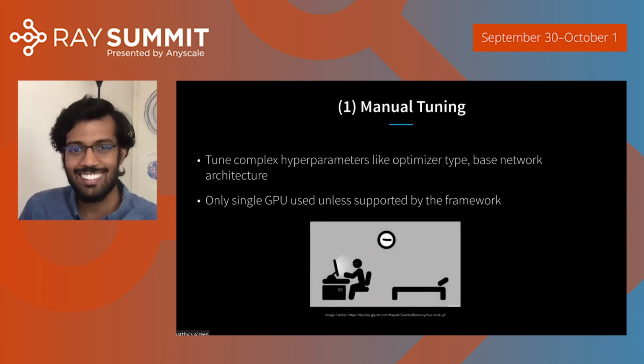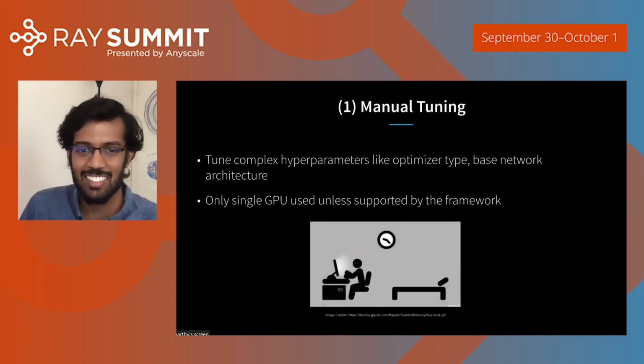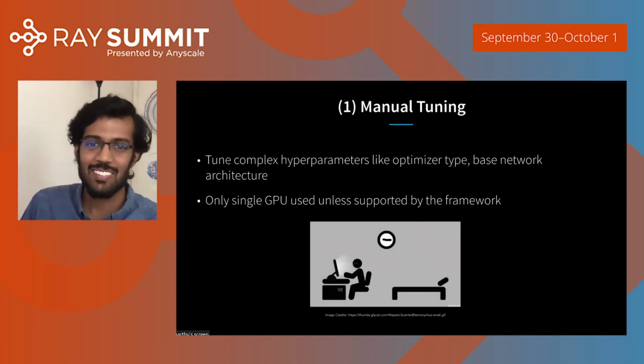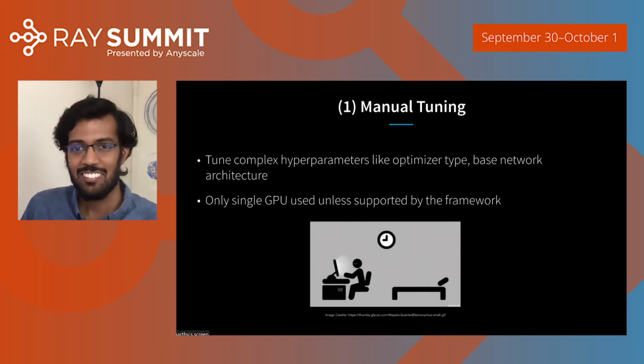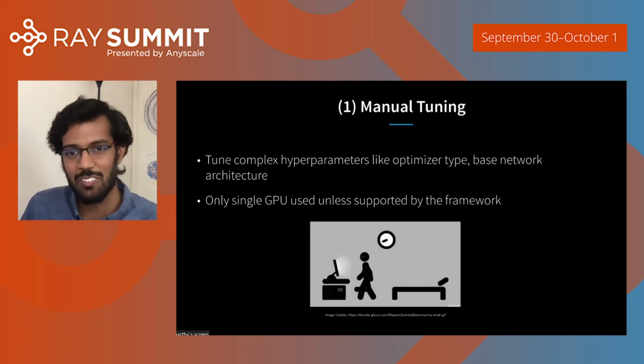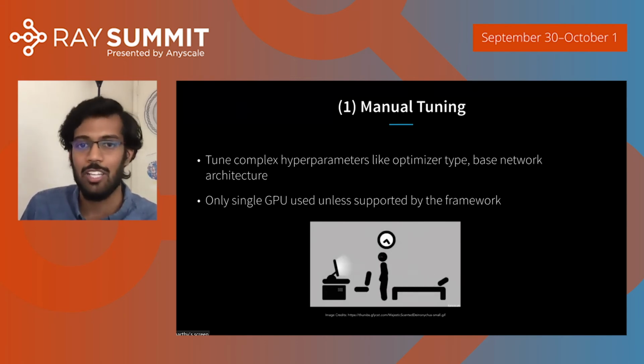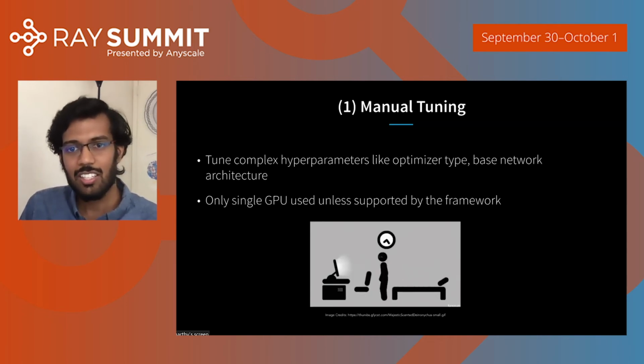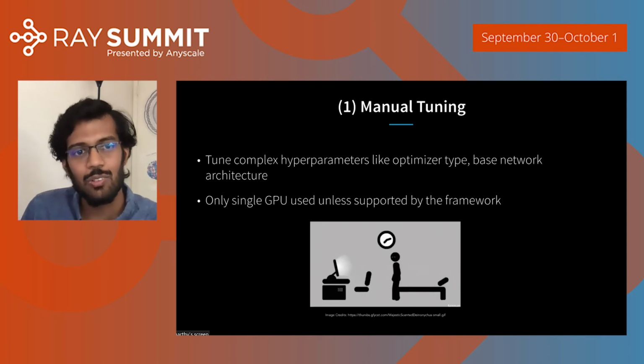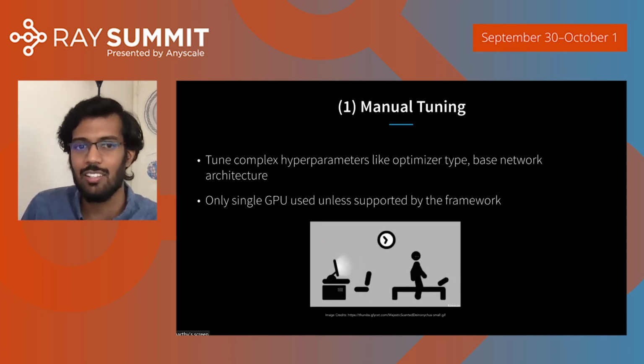However, the challenge with this approach is like the guy in that picture. So we choose a configuration, we leave it to run for a few hours, see the result, come back, plan the next set of hyperparameters, see the result and come back. It's a very cumbersome and manual process, as the name suggests. There is another problem actually. We only get to use one GPU here unless the framework itself supports more.